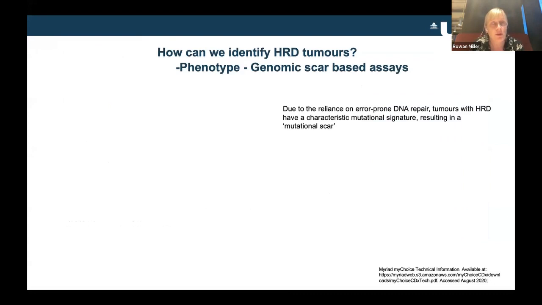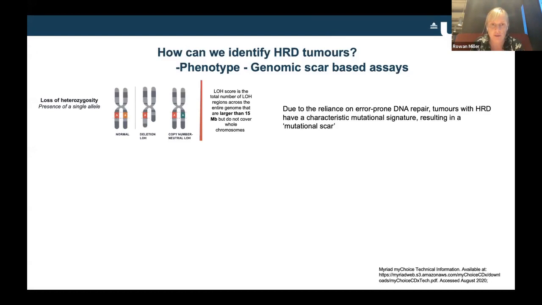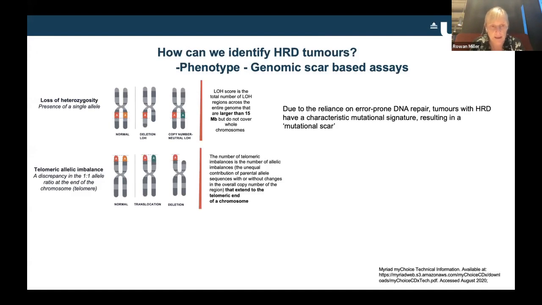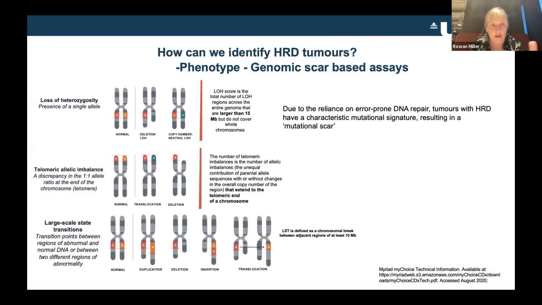However, because any cancer with homologous recombination deficiency is more dependent on other types of DNA repair, so it's dependent on non-homologous end joining and single strand repair, you get this classical pattern of damage across the DNA. You get this mutational signature, which you can see across the genome. So you get these typical patterns in the chromosomes. You get loss of heterozygosity, you get telomeric imbalance, so changes at the end of chromosomes, and you get these large-scale transitions where bits of chromosome jump around. And it's seen in a typical pattern in cancers that are homologous recombination deficient.